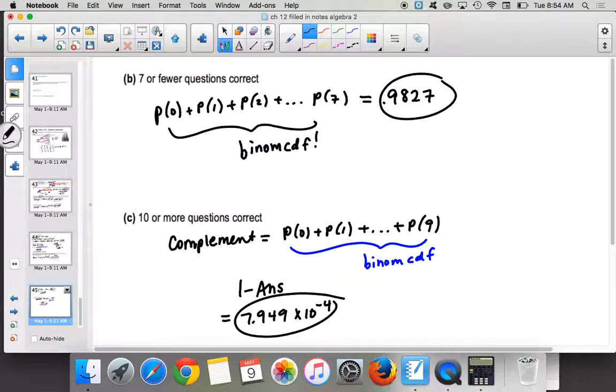Okay, does this all make sense? Do you guys get it? It's all related to the tree diagram.